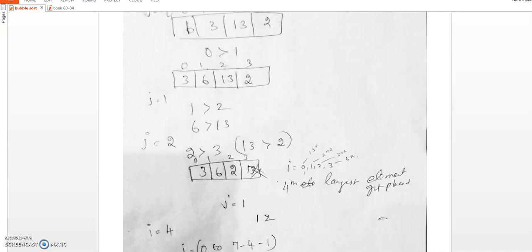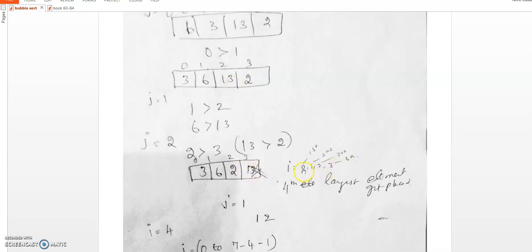0 to 3 means j can take the values 0, 1, 2. When j equals 0, 0 and 1 will be compared. So 6 is greater, so we have swapped. When j equals 1, 1 and 2 will be compared. There is no need to swap, it is already in ascending order. When j equals 2, 2 and 3 will be compared. Here the second position is greater than the third, so it has swapped.